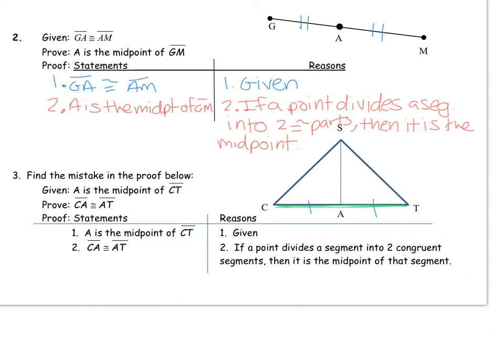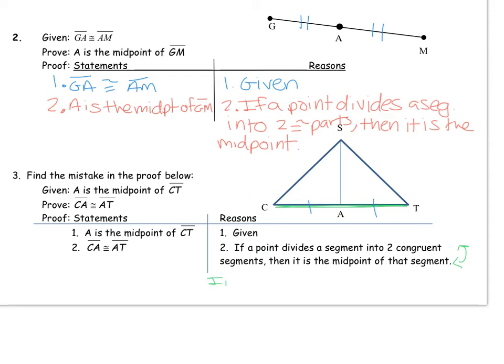Let's see what they say. If a point divides a segment into two congruent segments, then it is the midpoint of that segment. Okay, take a look. Remember, in the if part, we should be looking at what we've already said. So I should be saying if a midpoint. Do you guys see that in the if part? I don't see midpoint in the if part. I am seeing midpoint in the then part of the statement. So that's telling me that this reason is going to be backwards. We need to reverse it.